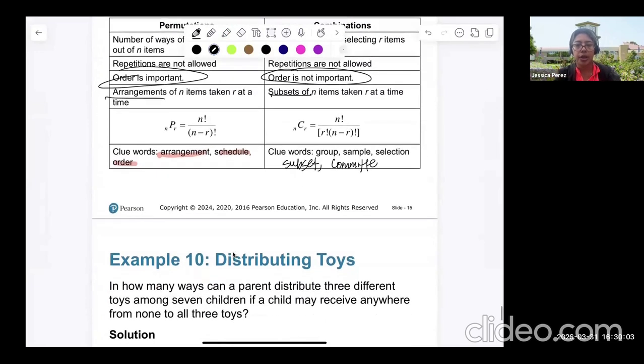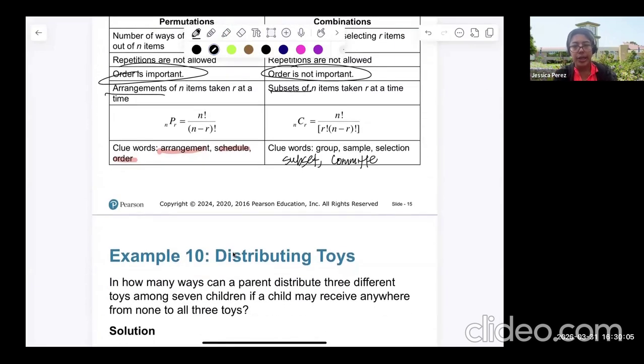Now, if we're looking at example 3, we are trying to identify what method we are going to use. Are we going to use a permutation or a combination? So let's go ahead and read the question. In how many ways, so again, we're doing a counting principle, in how many ways can a parent distribute 3 toys among 7 children, if a child may receive anywhere from none to all 3 toys? You're selecting 3 different toys among 7 children. Does order matter in children? No.